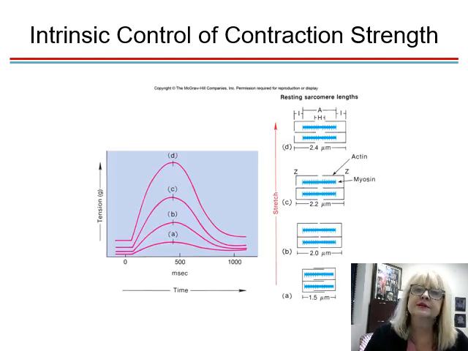So the Frank-Starling law on the heart. When the heart muscle is subjected to an increasing degree of stretch, this is shown in A through D, it contracts more forcefully, and the contraction strength is indicated on the y-axis as the tension. And notice that the time required to reach each maximum contraction remains constant regardless of the degree of stretch.